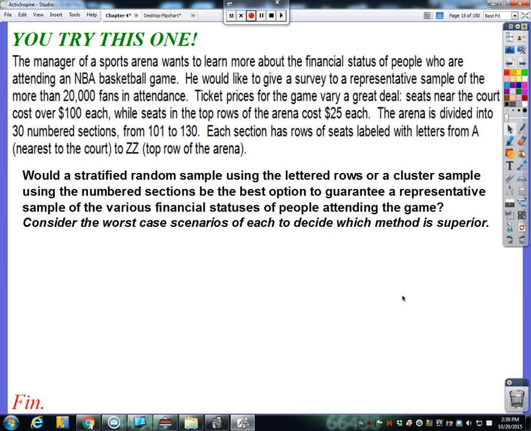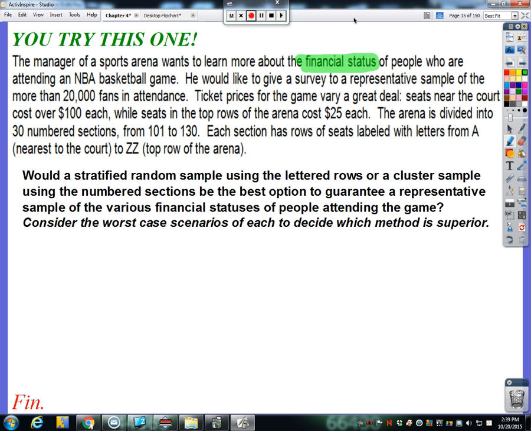Now the last one I want you guys to take a look at. It says the manager of a sports arena wants to learn more about the financial status of people who are attending an NBA basketball game. Keyword there, financial status. He would like to give a survey to a representative sample of the more than 20,000 fans in attendance. Ticket prices for the game vary a great deal. Seats near the court cost over $100 each, while seats in the top rows are $25 each.